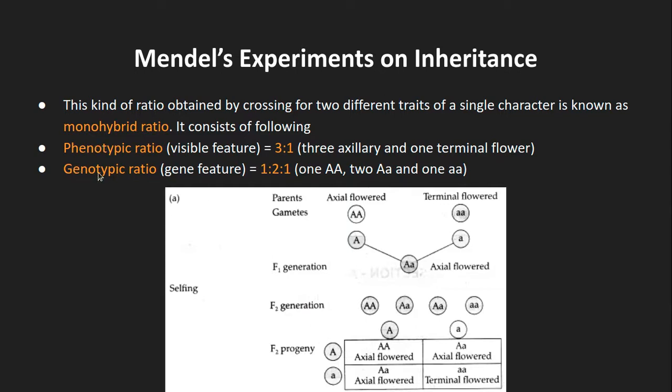If we calculate the genotype ratio, which is the feature of the alleles present, we have one capital A capital A, two capital A small a, and one small a small a. So the genotype ratio in this case is 1:2:1, and the phenotype ratio we have got is 3:1. There are 3 axillary flowers and 1 terminal flower, that is the phenotype, 3:1. Genotype 1:2:1. And this is what Mendel established.